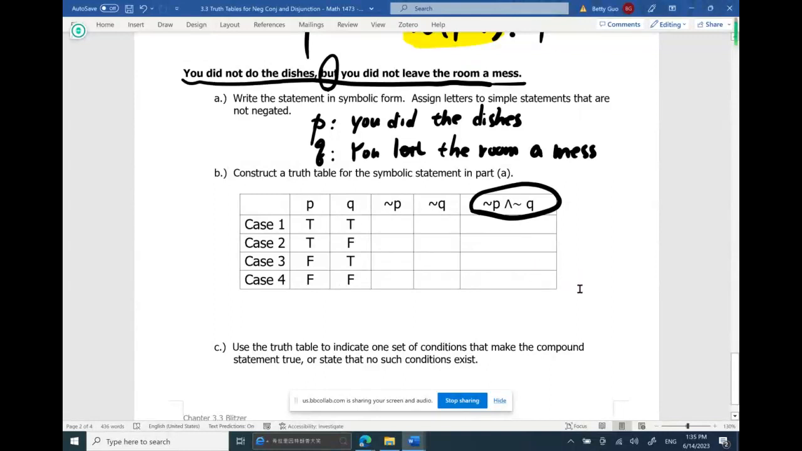And we need to fill in the truth table, right? Yeah, because the target statement involves two simple statements, we have four cases for P and Q: TT, TF, FT, and FF.